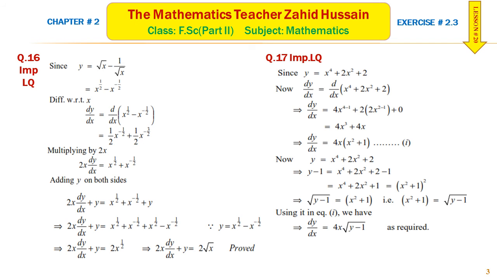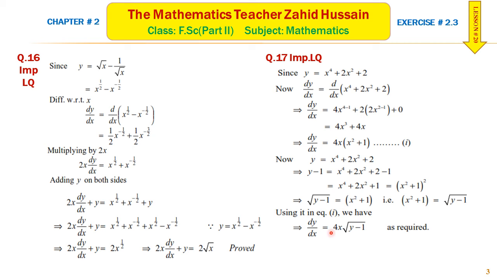Question number 17 is also very important. This is given, y is equal to x to the power 4 plus 2x square plus 1, and you are asked to show or prove that dy over dx is equal to 4x square root of y minus 1. This is also given in the question that if y is equal to this, then show that dy over dx is equal to 4x square root of y minus 1.